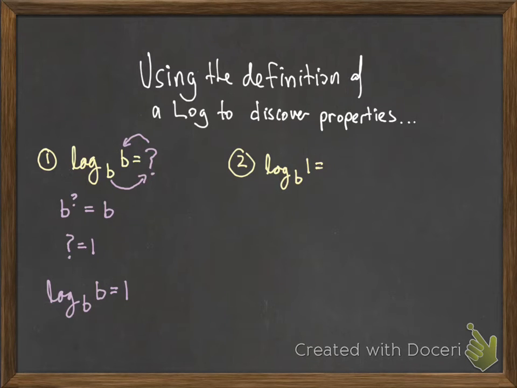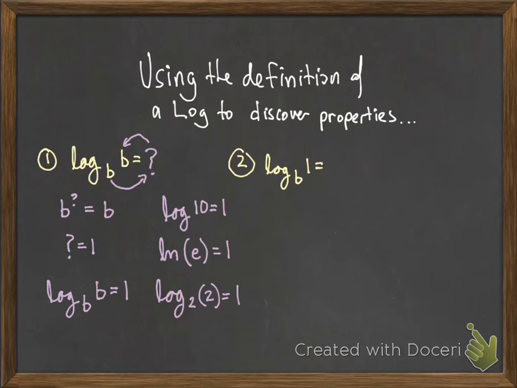That means if they match, for example, if you had a common log whose base is 10, log base 10 of 10 is always going to equal 1. Likewise, if you had a natural log whose base is e, they would match and that would equal 1. That would hold true for whatever log base, as long as they happen to match.